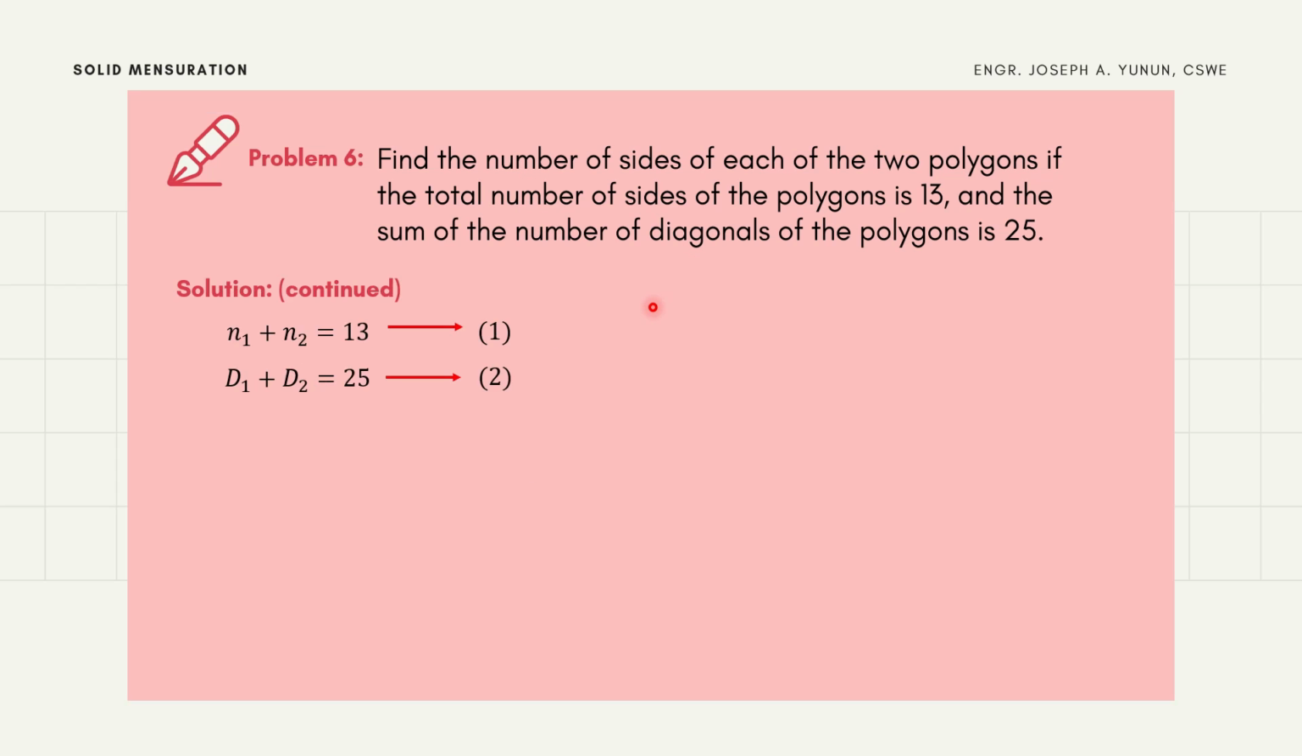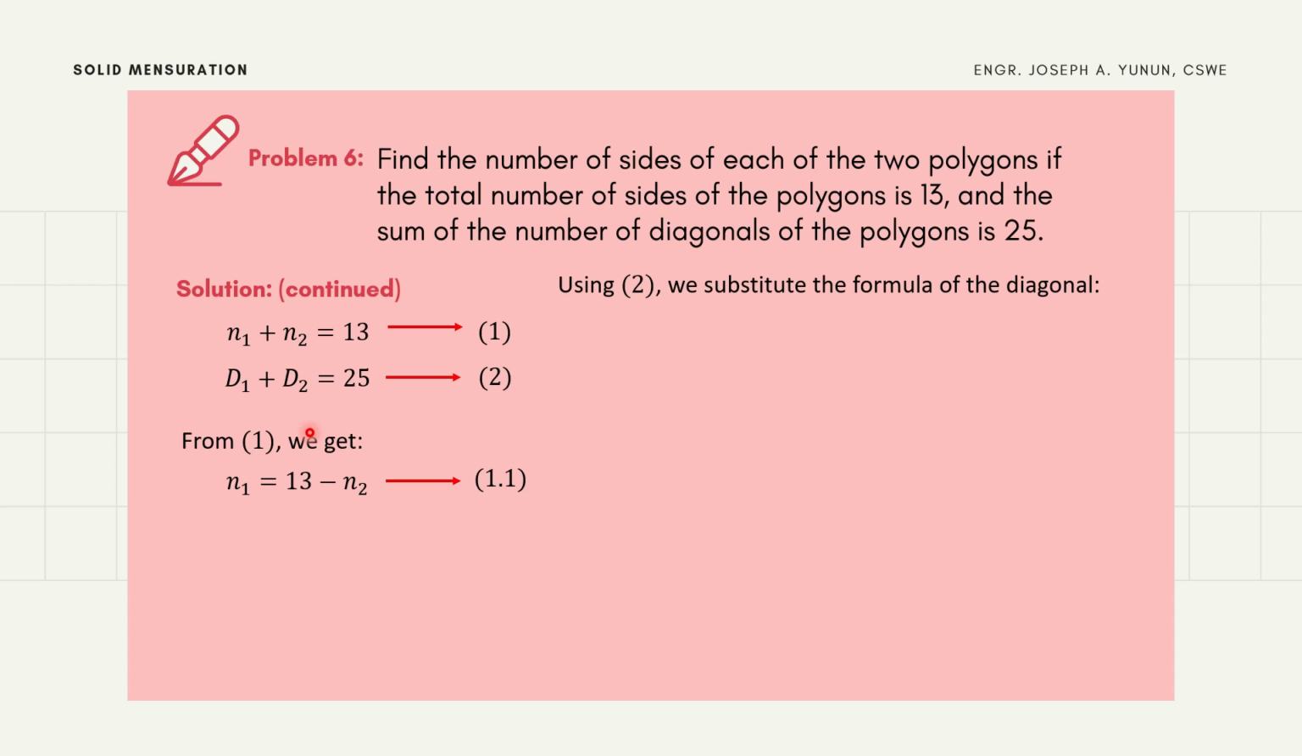Now, continuation. So we have determined these two equations. I'll just use the first equation. From equation 1, you have n1 plus n2 equals 13. You can derive an equation in order to solve for n1, and that gives us this equation: n1 is equivalent to 13 minus n2. Let's call this equation 1.1. It is based from equation 1.